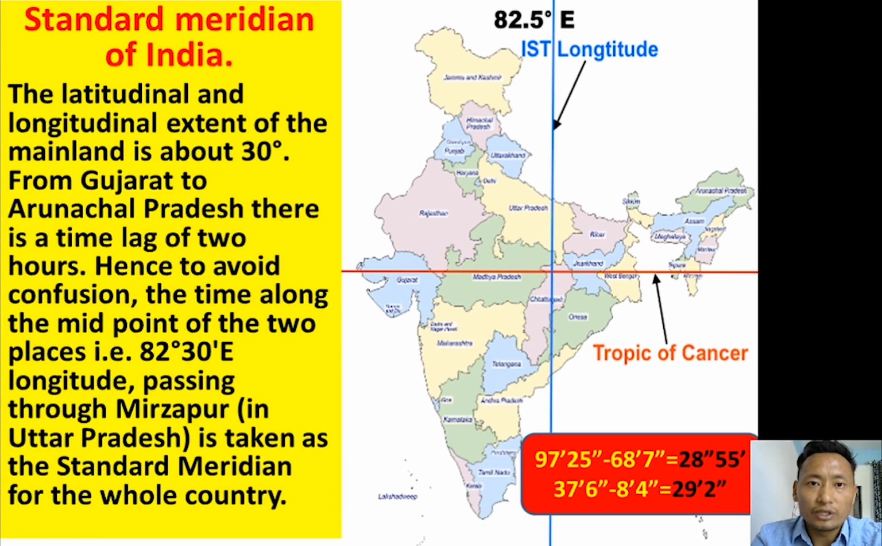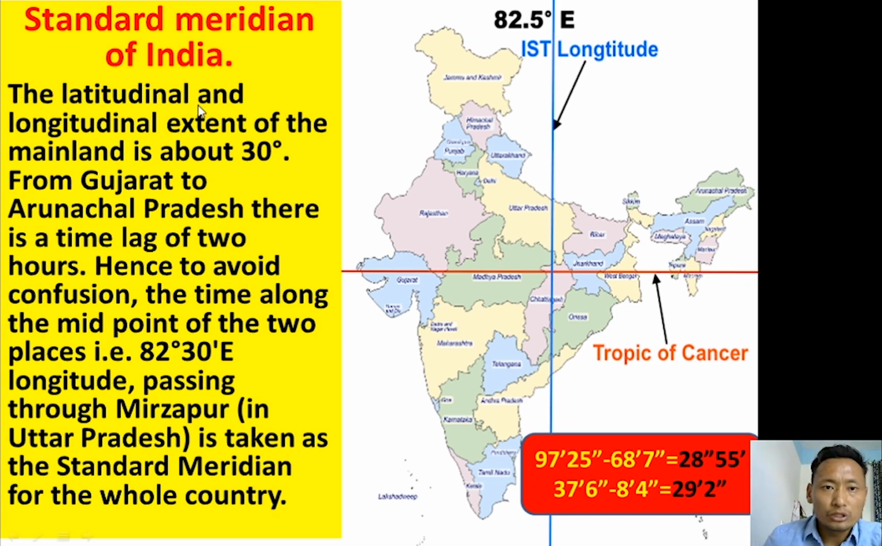Standard meridian of India. Here, standard meridian means longitude. The standard meridian is used in order to fix the local time of a particular country. So what longitude is used in India in order to fix the local time of India? Indian Standard Time is fixed based on which longitude? We are going to find the answer for that.